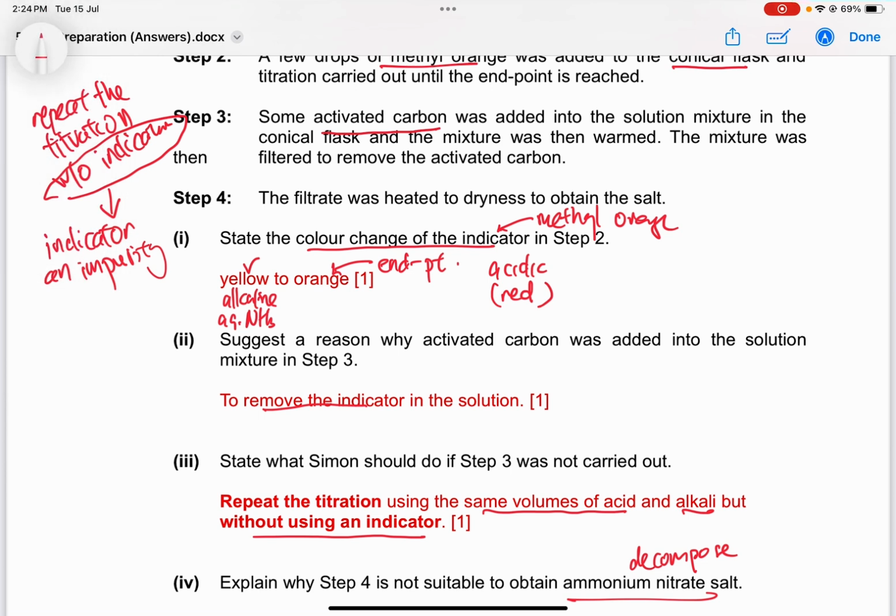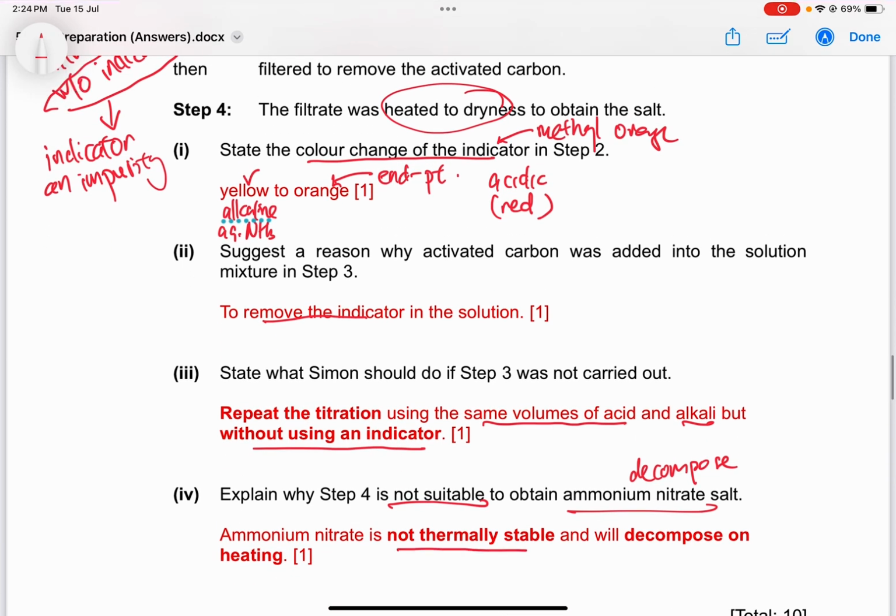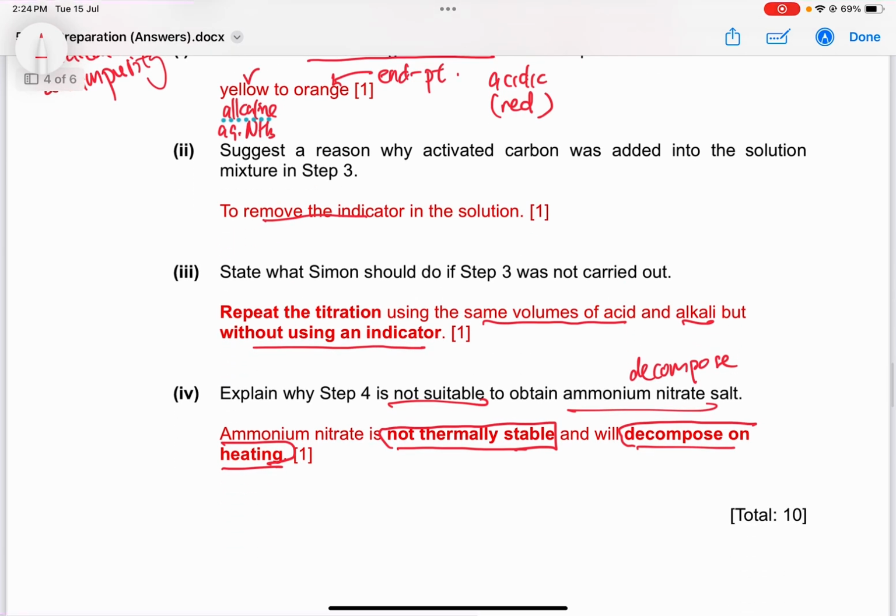So what you realize is that step 4 is about heating to dryness, and they say it's not suitable. Generally, it means the salt will decompose upon heating. Okay, so it will undergo thermal decomposition. So it's not thermally stable and will decompose on heating. So the keyword here has two parts. One is it being not thermally stable. And because it's not thermally stable, it will decompose on heating. Okay? So that's for this part over here.